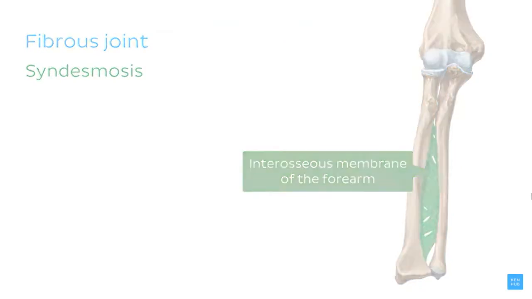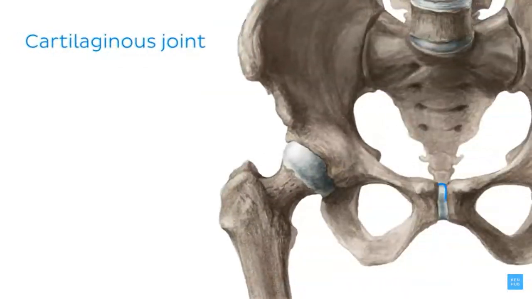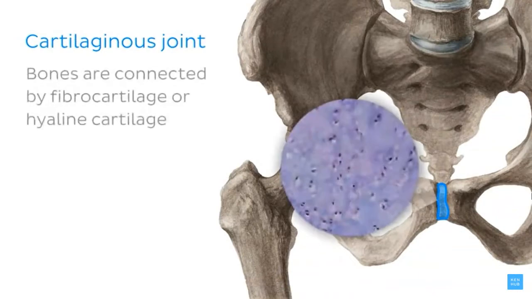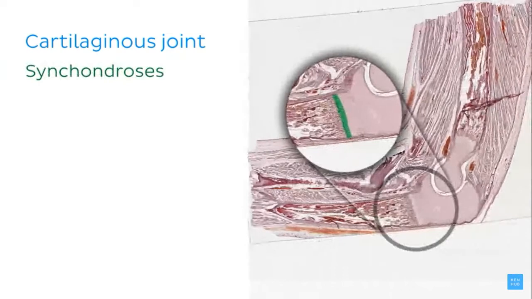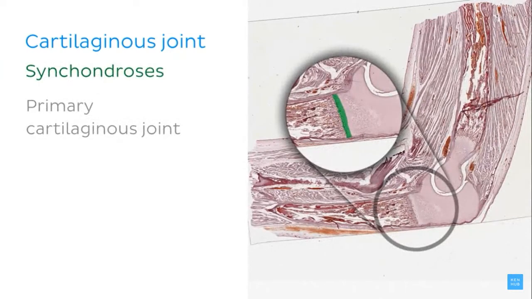The last type of joint we're going to talk about is the cartilaginous joint. In a cartilaginous joint, the bones are connected by fibrocartilage or hyaline cartilage. These joints can be subclassified into two types, synchondroses and symphyses. First, we'll talk about a synchondrosis or primary cartilaginous joint, where the bones are connected by hyaline cartilage.